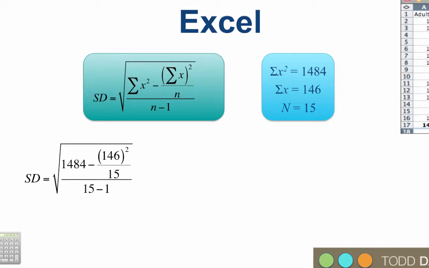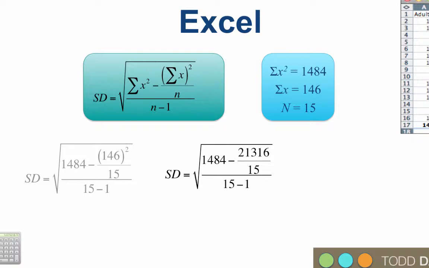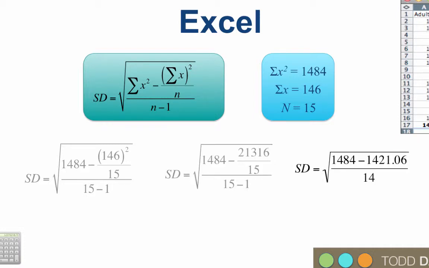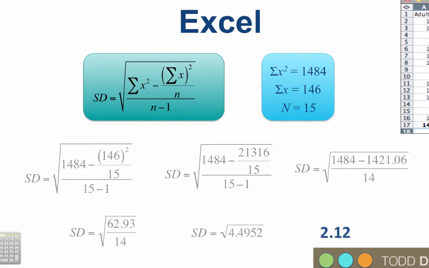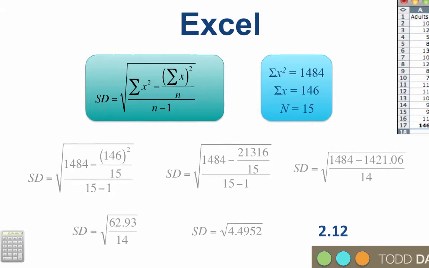So now let's start doing some math. 146 squared is 21,316. That needs to be divided by 15, and we can also clean up the denominator. In the numerator, we have 1484 minus 1421.06, and the denominator is now 14. So do some subtraction. 62.93 divided by 14 is 4.4952, and as our last step, we take the square root and get 2.12. The estimated standard deviation for the population is 2.12.